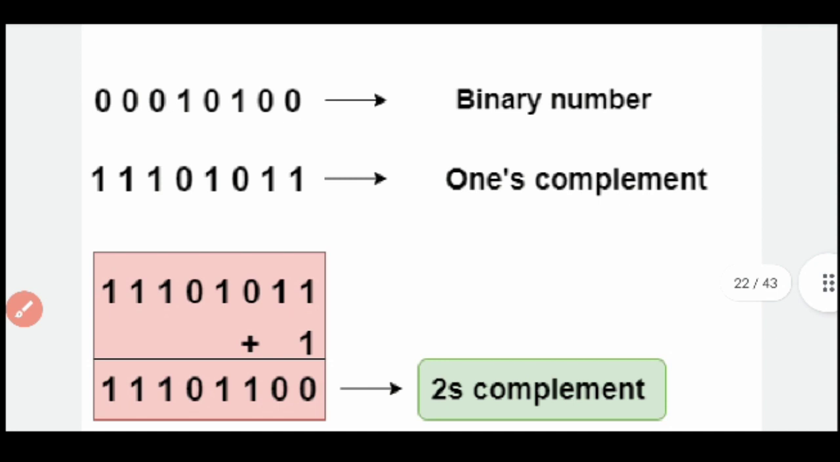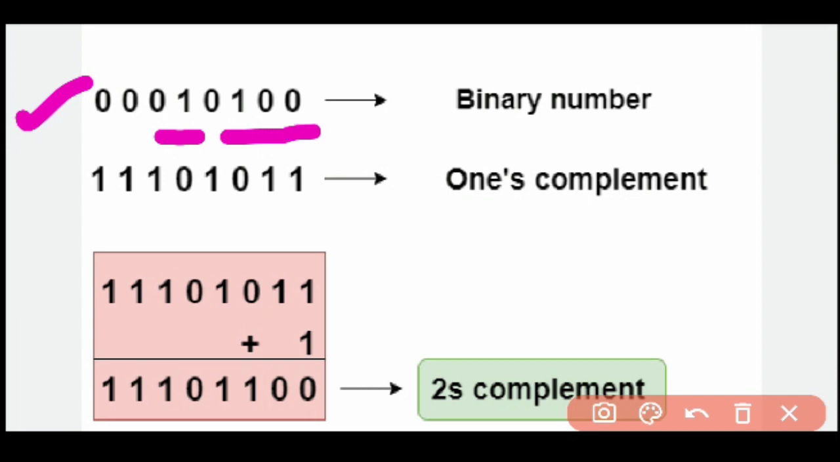Here is a binary number, 000100100. If we want to find the one's complement of this binary number, then we invert each bit: 0 to 1, 0 to 1, 0 to 1, 1 to 0, 0 to 1, 0 to 1, 0 to 1, 1 to 0, 0 to 1, and 0 to 1.